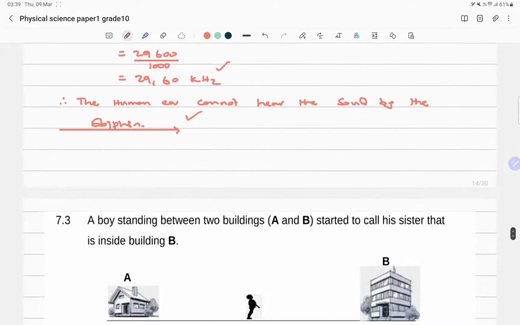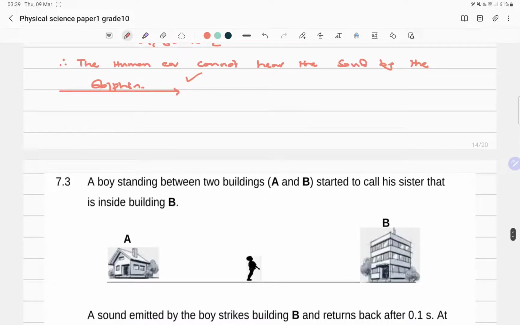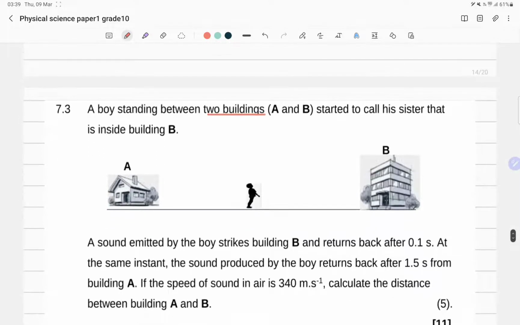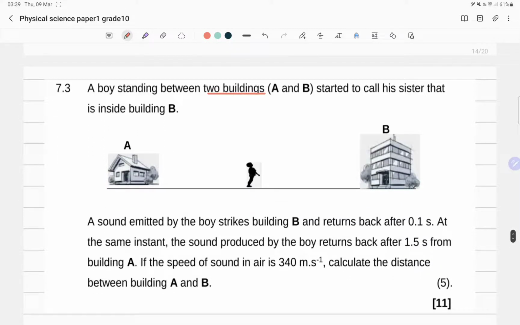Now 7.3 says a boy standing between 2 buildings, A and B, started to call his sister that is inside building B. Now a sound emitted by the boy strikes the building B and returns back after 1 second.